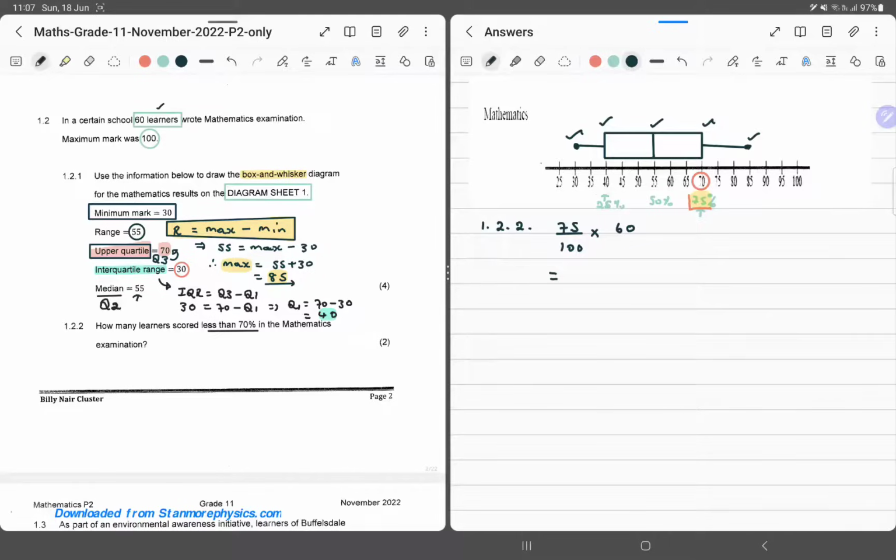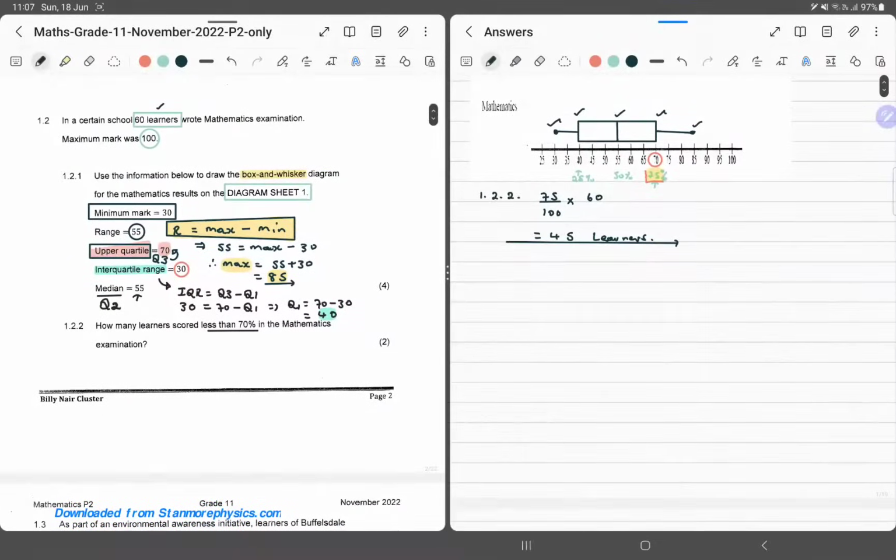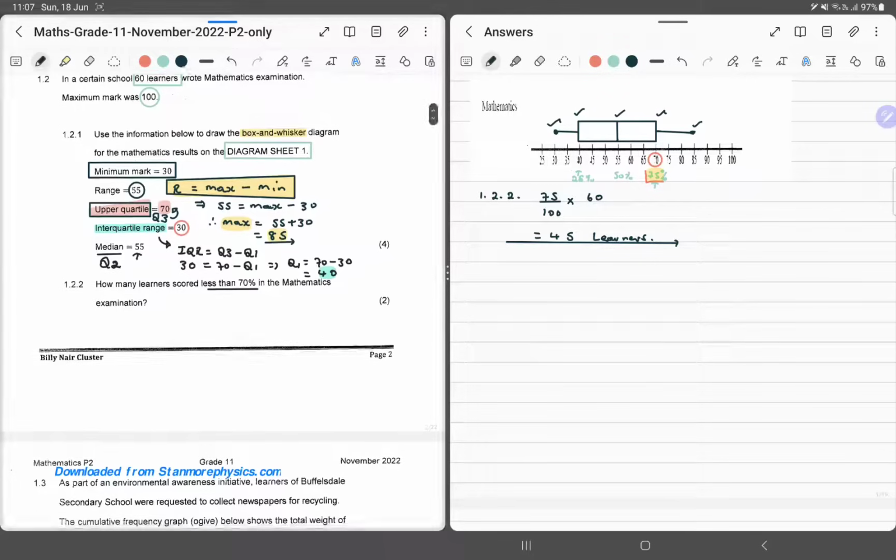So we sort it out. This is 75 divided by 100 times 60. So it was 45 learners. Maybe let's write a bit properly. So this is 45 learners. Not just 45, okay? Anyway, so let's go on.